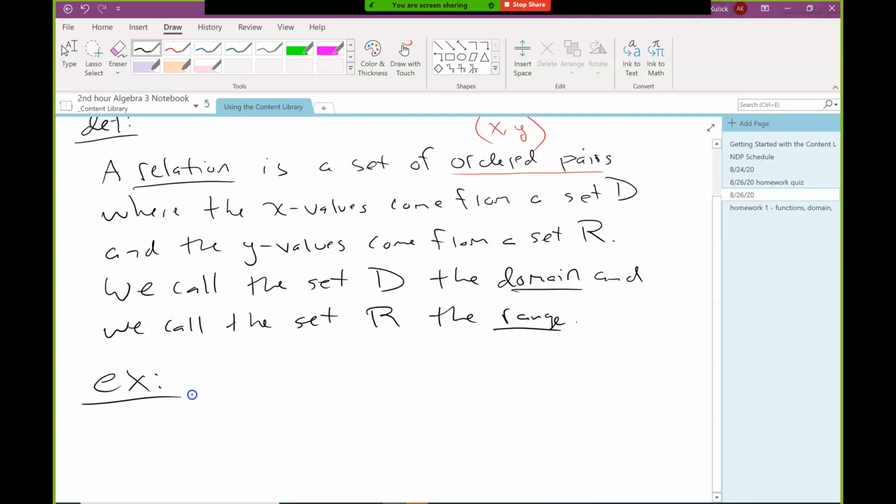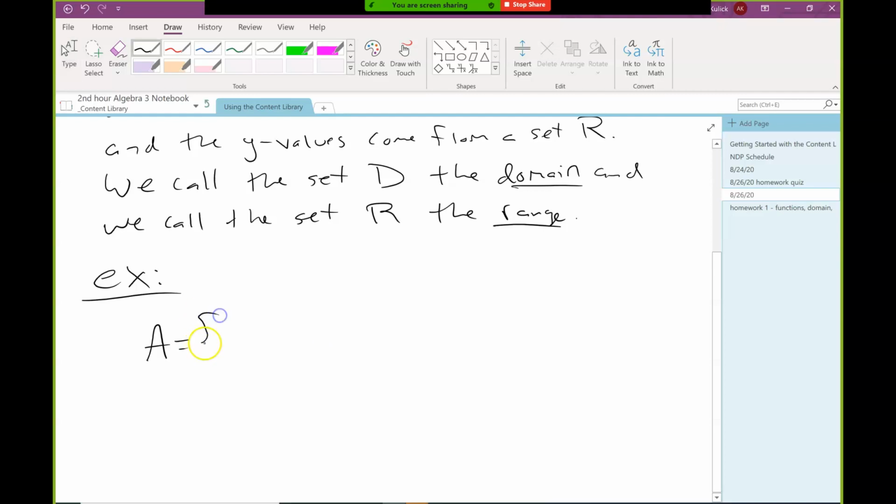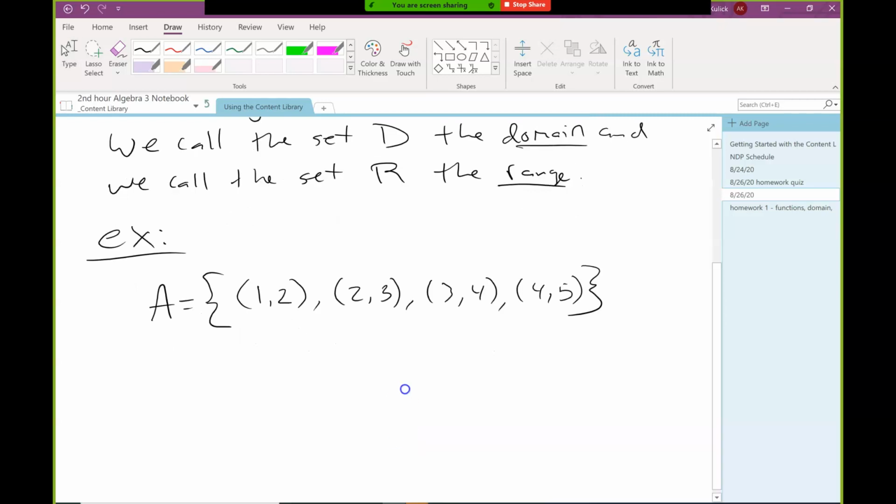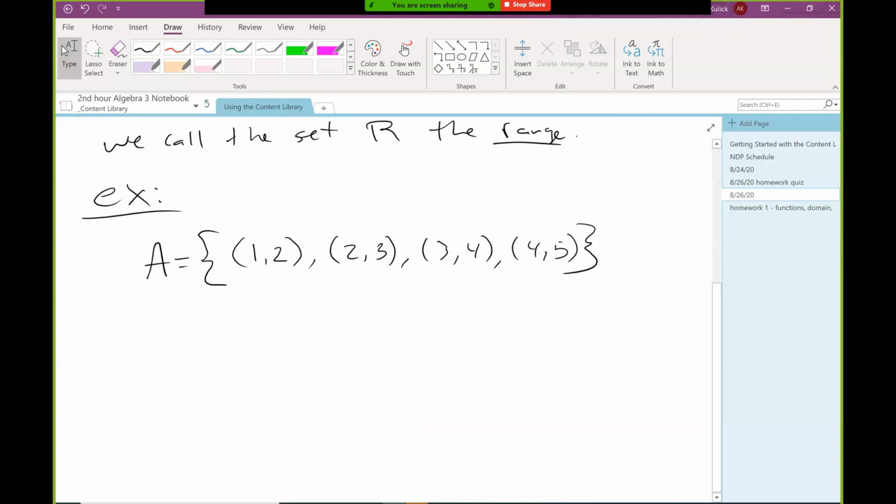Just like a little example, since a relation is a set, we can name it with a capital letter. And we'll start with those squiggly brackets. And the only thing in the set is some ordered pairs. So this is an example of a relation. Right? It just contains these 4 ordered pairs.